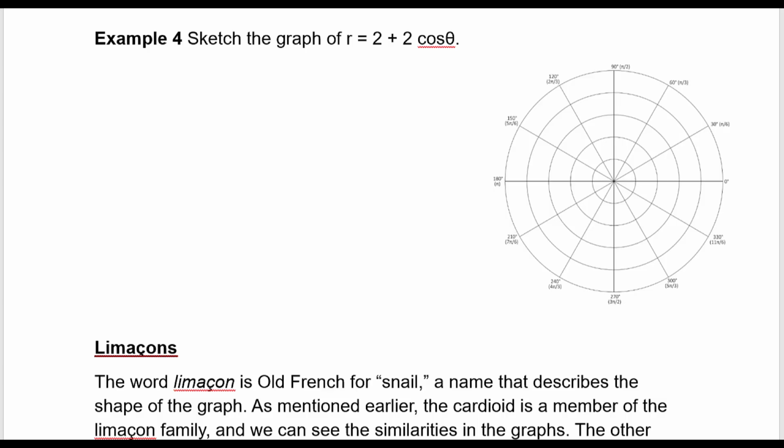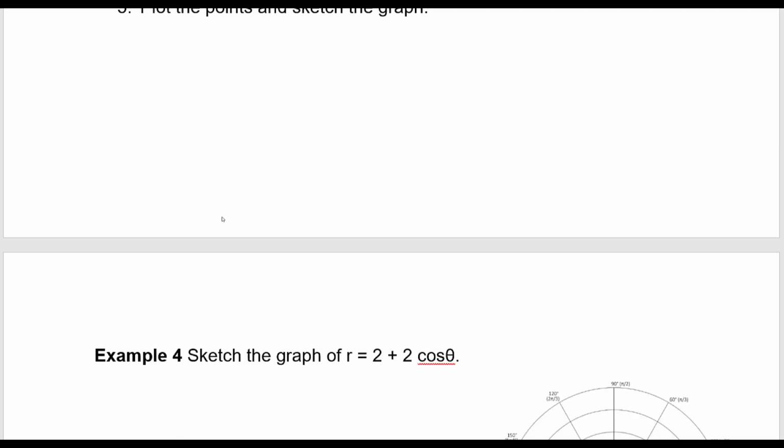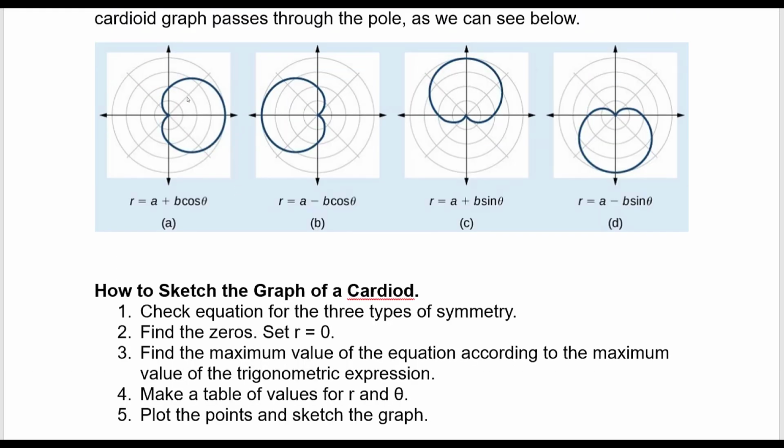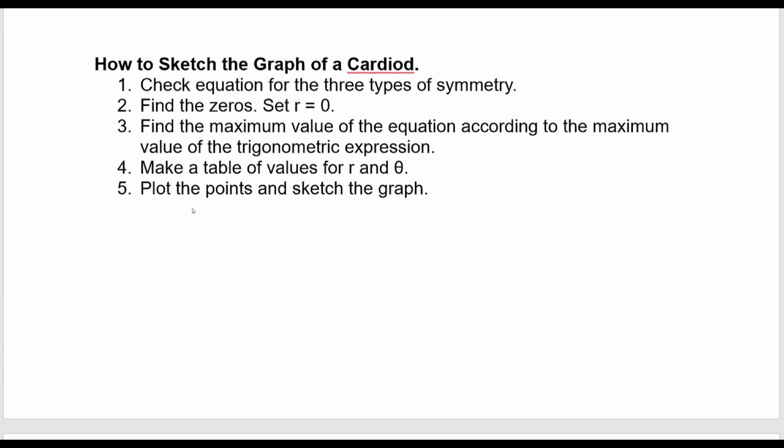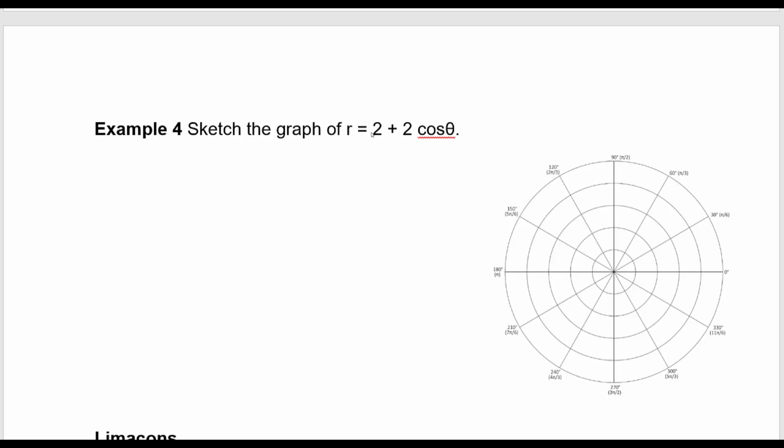Let's look at r equals 2 plus 2 cosine theta. So if I go back up to here, it's probably going to be something resembling this because of that format, and it's a plus. So I'm thinking about this, 2 plus 2. The most r is going to be is 2 plus, and the biggest cosine is going to be is 1. So 2 times 1 is 2. 2 plus 2 is 4. So it's probably going to be 4 in this direction.